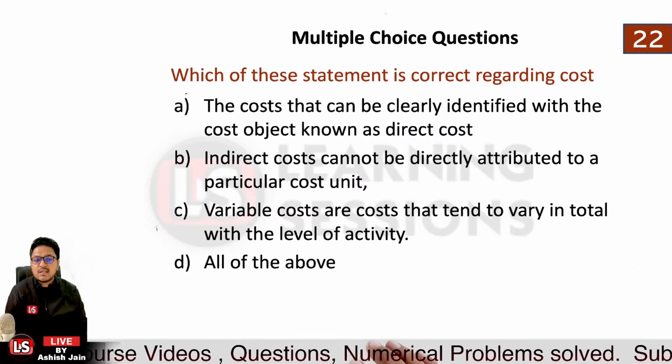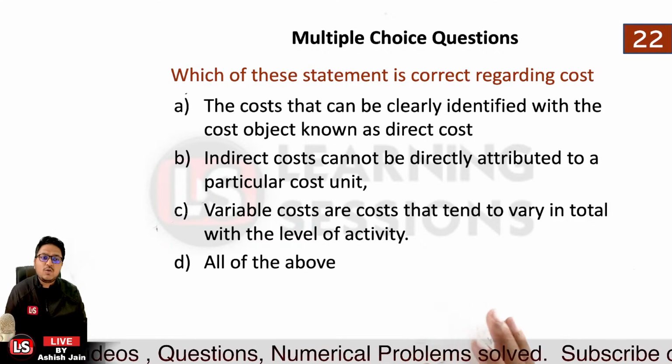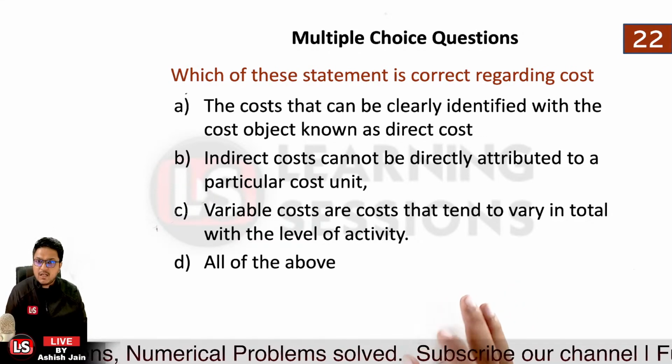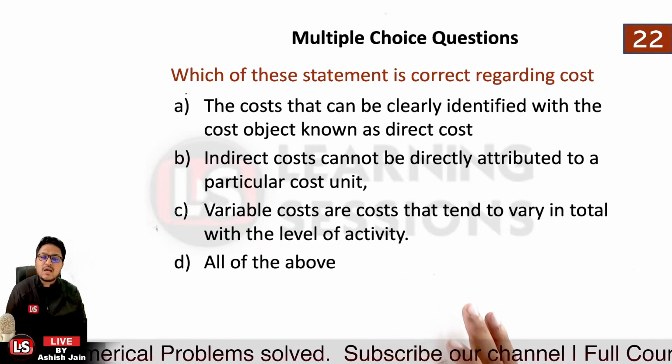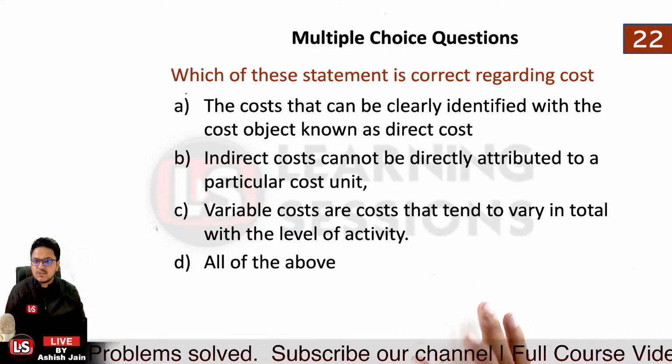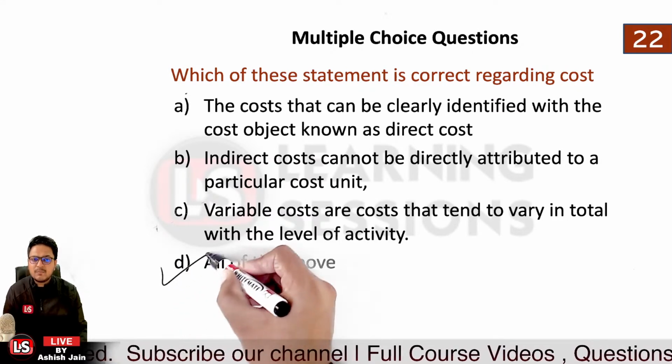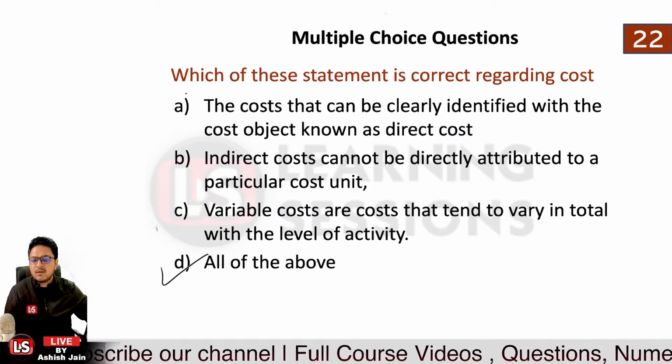And the third one says variable costs are the costs that tend to vary in total with the level of activity. Whenever you change the level of activity or the volume, the variable costs are going to vary. So that is also correct. So all three statements are correct, and option D would be the right answer.